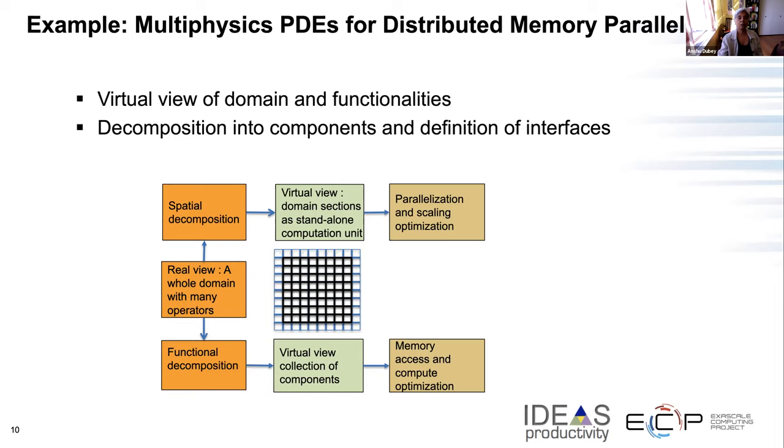But the important thing to note here is, as far as the physics operators are concerned, it has no way of distinguishing between this as a domain component versus the entire domain. And that's why this becomes a virtual view, because each operator thinks that it is operating on the entire domain.